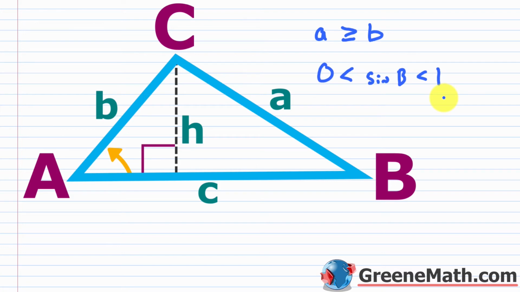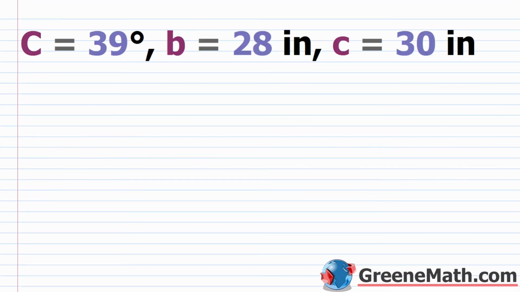Okay, so let's go ahead and look at an example. And so we have C is equal to 39 degrees, B is equal to 28 inches, and C is equal to 30 inches. Now, again, I switched the letters around on you. Don't freak out. So this is your angle that you're given. This side here, lowercase c, is the one opposite of that, okay? So you just plug back into the diagram that you're looking at.